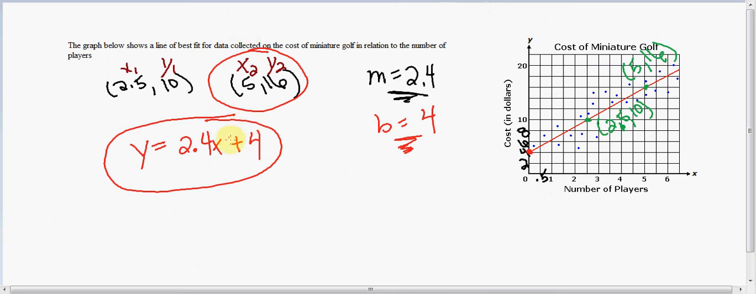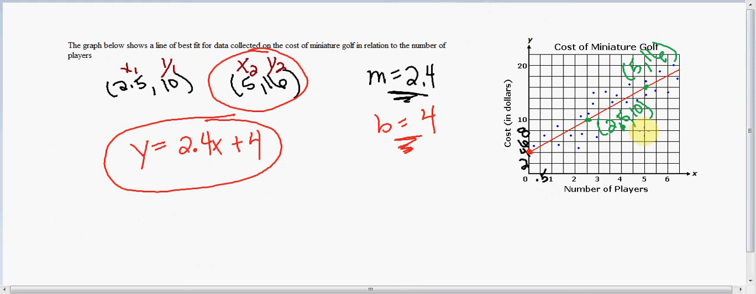We can use the graph, or we could use the equation to make some predictions here. So let's say we wanted to figure out how much it would cost for 5 people to play miniature golf. If I look over on my graph at 5 and I go straight up, I see that it hits right at $16. So the cost for 5 people would be $16 to play miniature golf.